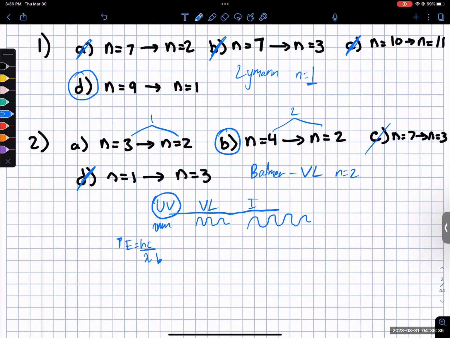Do we have to memorize anything? No, just the trend I just said: as you keep going up, it gets further to the right in the EM spectrum, so it's probably lower in energy.